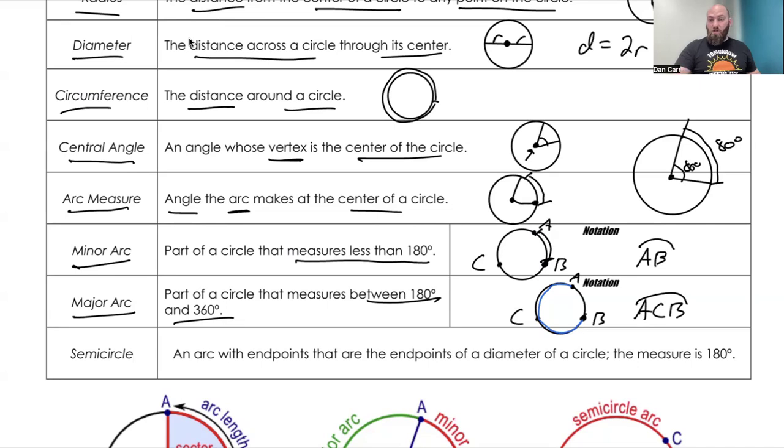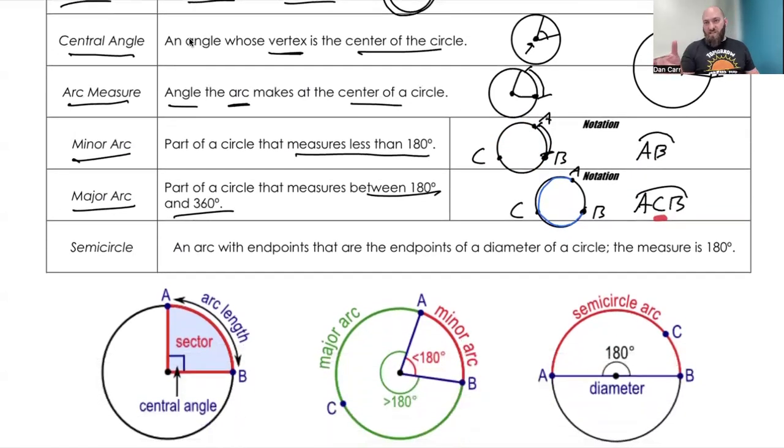Anytime you want to do a major arc, you have to do three letters. For a minor arc, you just do the two. Whenever you see two letters, you take the shortest path between the two. When you see three letters, you're going to go the longer way around, and you have to pass through, kind of like an angle measure, that point C in the middle.